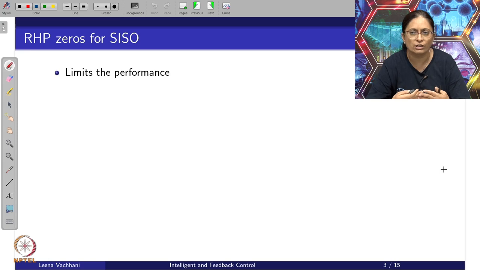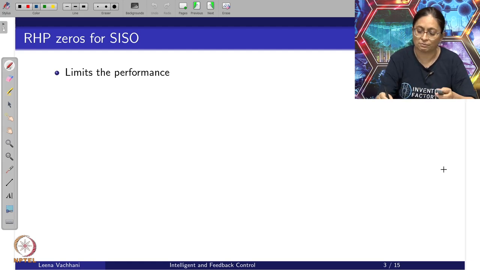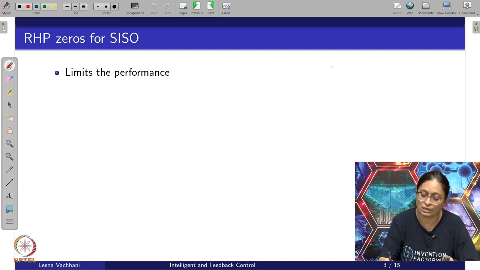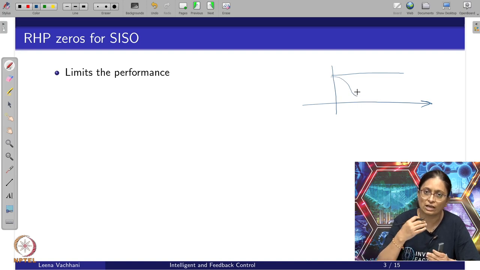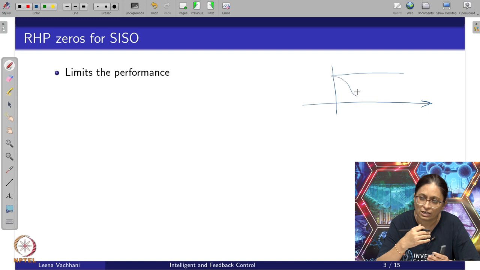The zeros for a single input, single output system limit the performance, especially when it is on the right-hand side, it gives you a non-minimum phase kind of a response. For example, there's a zero on the right hand side and it's a first order system. Then for a step input, initially your output is going to go in an opposite direction, as the input was given in the positive direction, but the output is going opposite, and then it picks up and settles down.